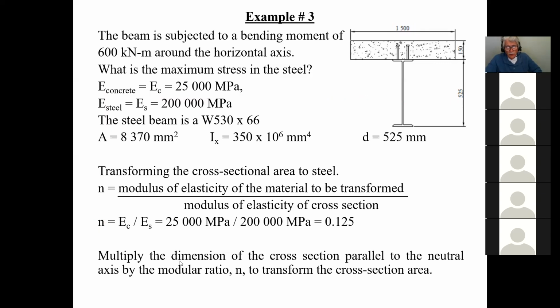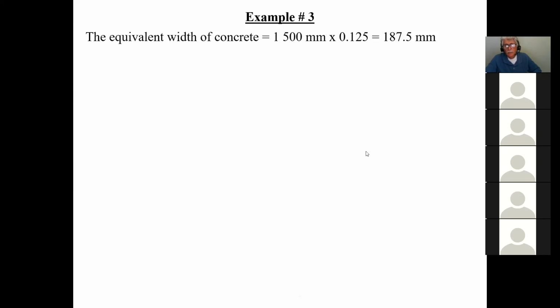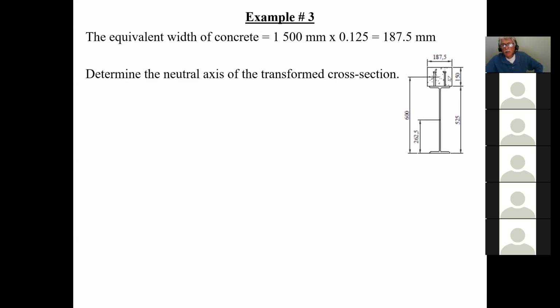Now multiply the dimension of the cross-section area parallel to the neutral axis by the modular ratio N to transform the area. So this is what you're going to see. I take the 1,500 and multiply, and the concrete shrinks from 1,500 millimeters down to 187.5 millimeters. In other words, if you're looking at all this concrete, this is what it would be equivalent to if it were steel. So now, just like before, you have to find out where the neutral axis is of this cross section.